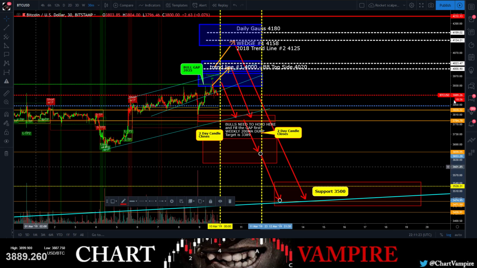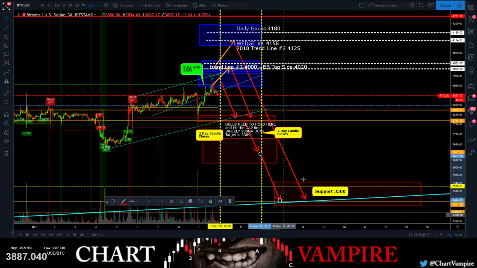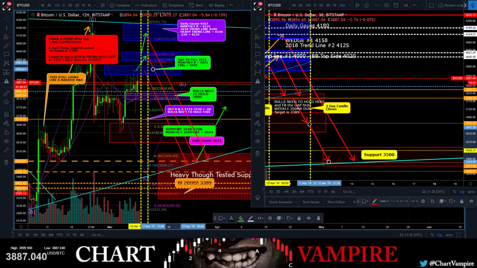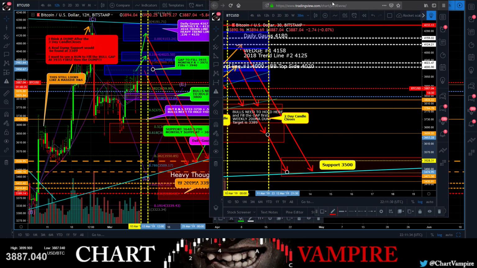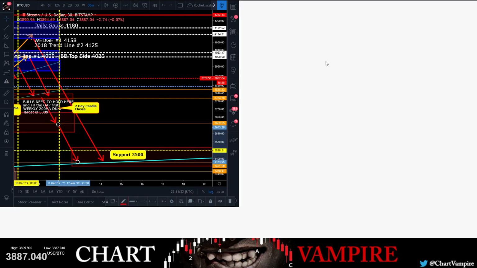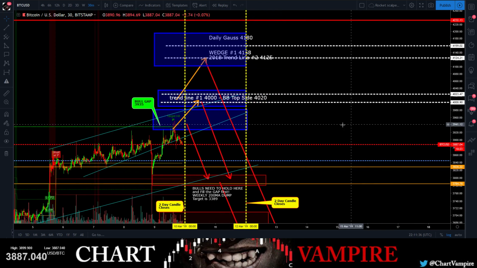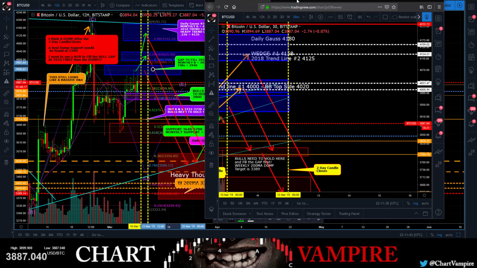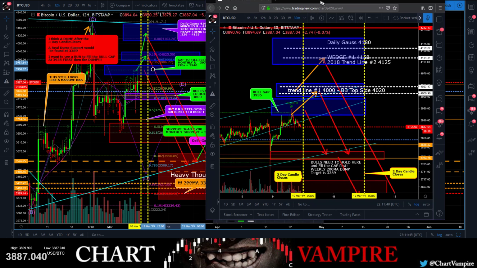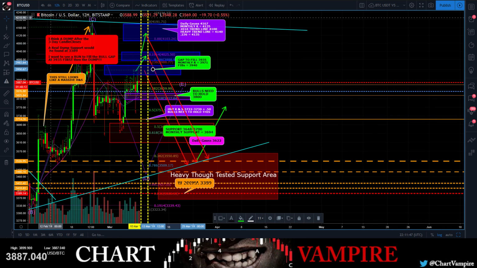Now it could bounce in here anywhere, right? It could definitely bounce inside of there anywhere. There's no doubt about it. But I'm going to zoom this back up because you get that lower trend line right there. Let's put that back there. All right, let's rip through this and see what we got here.